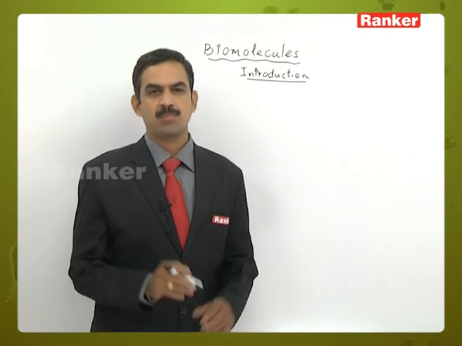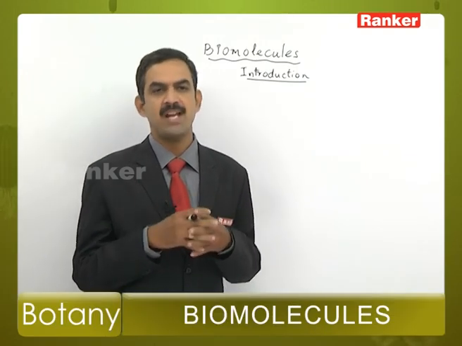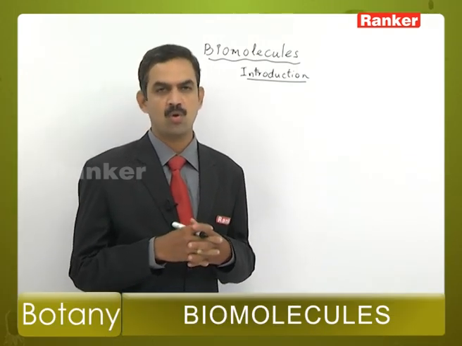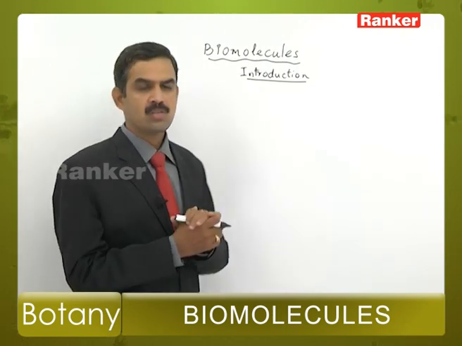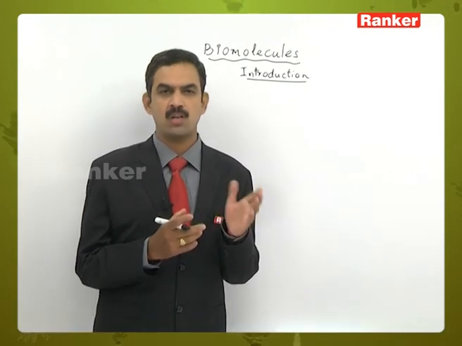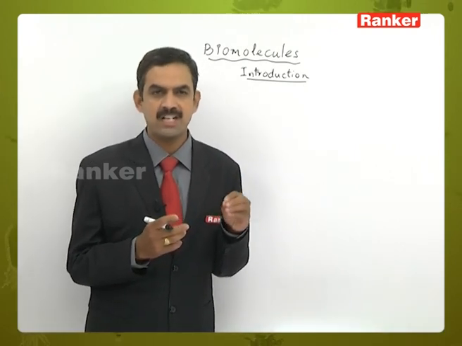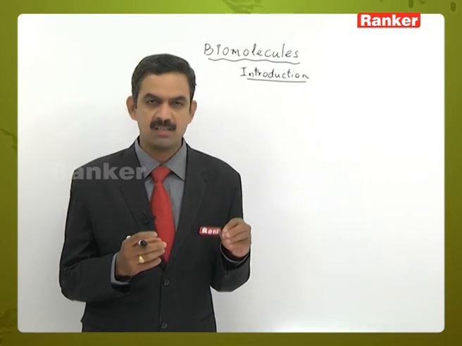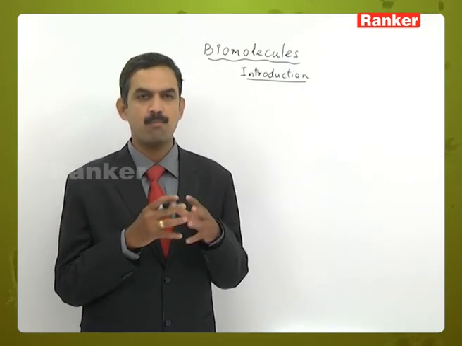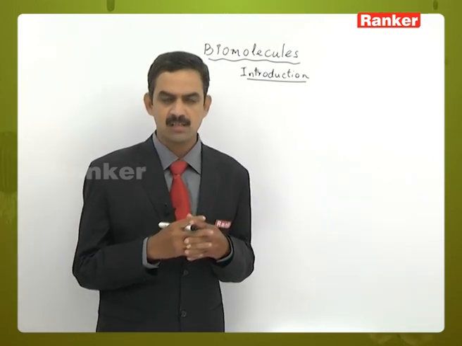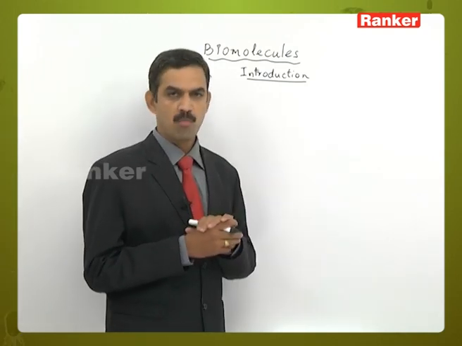Before that, we know that cells are made up of thousands of chemicals. So those chemicals which are present in a cell, which form the major constituent part of a cell, are called biomolecules. So these biomolecules are made up of carbon, hydrogen, oxygen, nitrogen. Apart from these elements, various other types of elements can also be constituent parts of the cellular components. So that forms the biomolecules.